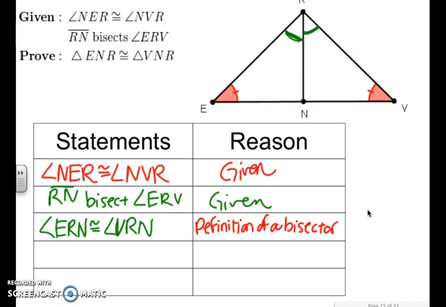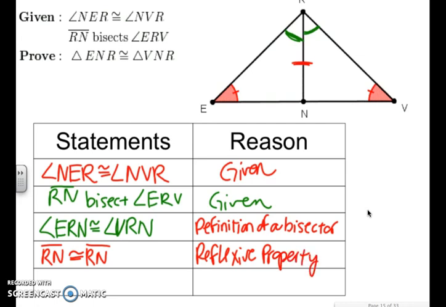Okay, all right, so I need one more mark, and I know that this mark right here, I'm going to say RN is congruent to RN. Okay, again, you could say NR, but that's going to be the reflexive property. Okay, so now that I've got three marks, I know that that is going to be angle, angle, side. And I know this proof right down here is going to go here. So triangle ENR is congruent to triangle VNR.